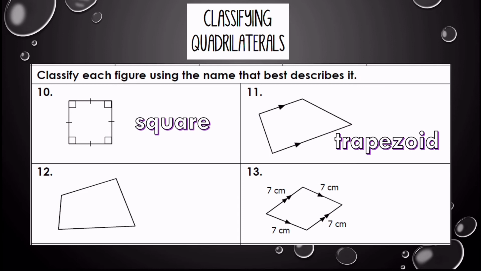Number 12, if you notice, there are no markings. There's nothing there. So this would just be classified as a quadrilateral. When it has no other characteristics, it's just a quadrilateral.